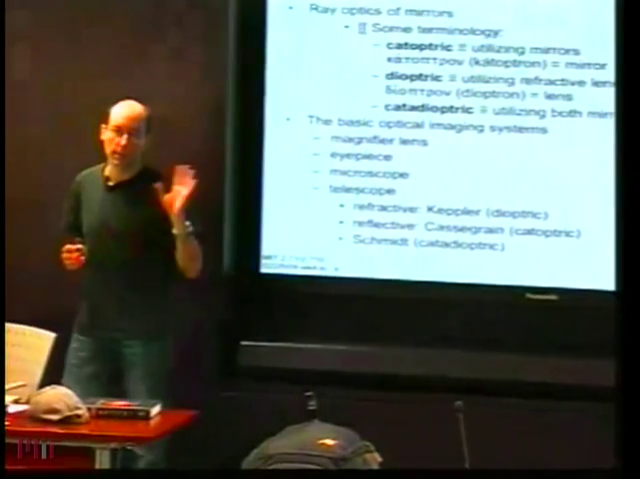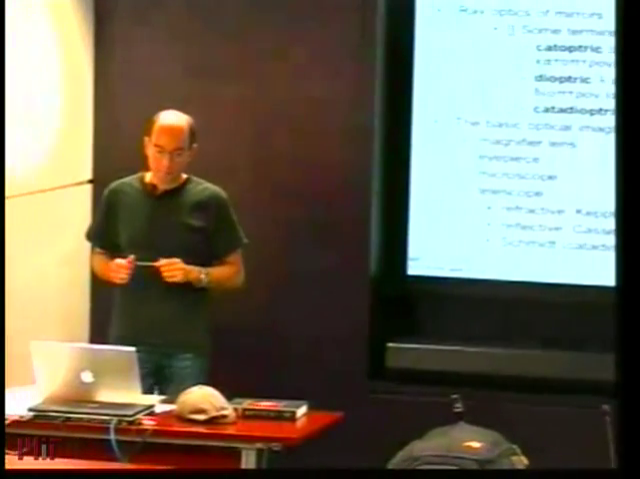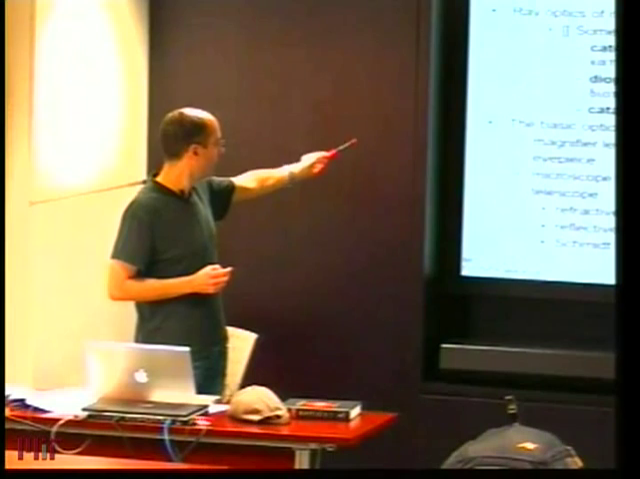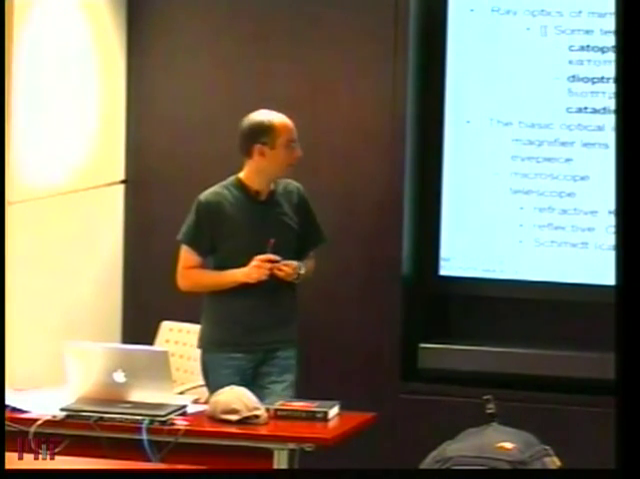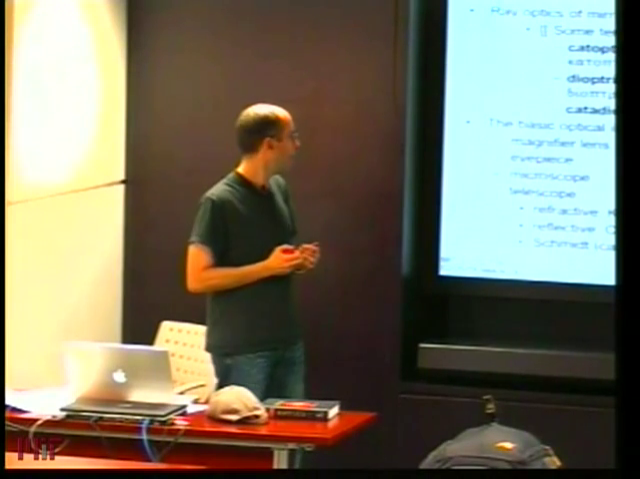So today we'll see some examples of such systems, and we'll see them in the context of the basic imaging systems. That is the magnifier lens, the eyepiece, which is basically a magnifier, then the microscope, which is actually two magnifiers, the telescope, which is a slightly strange magnifier, and finally we'll see different types of telescopes.